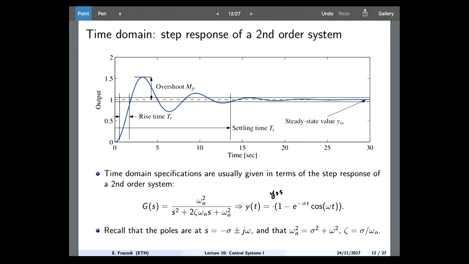Settling time essentially determines the real part of your closed loop poles, okay? Rise time is really not that useful, but it determines the frequency of your closed loop poles, okay?